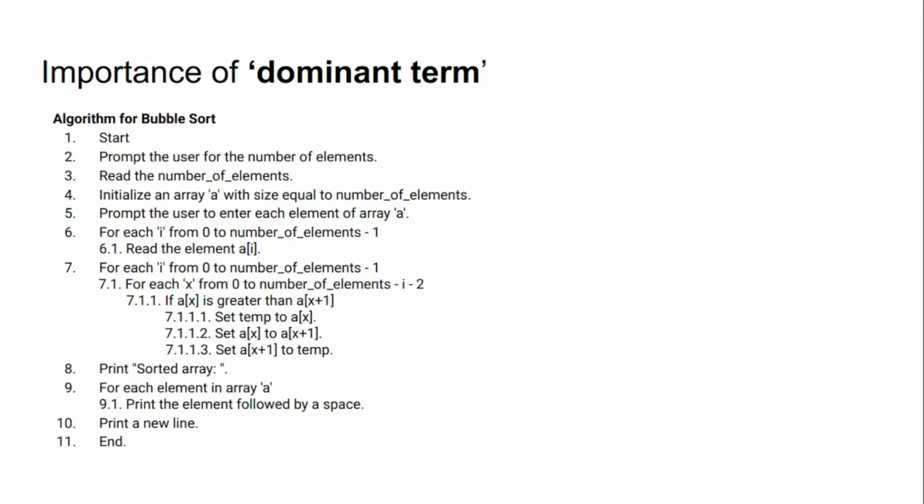Let us take a closer look at the bubble sort algorithm, not just as a series of steps, but as a journey with three distinct parts: input, sorting, and display. Our focus? The concept of the dominant term, the part of the algorithm that most influences its efficiency.